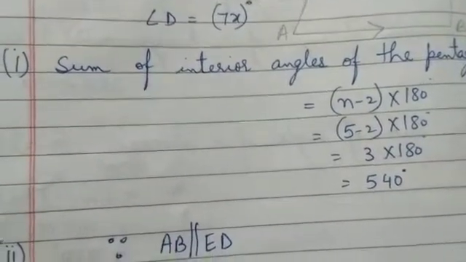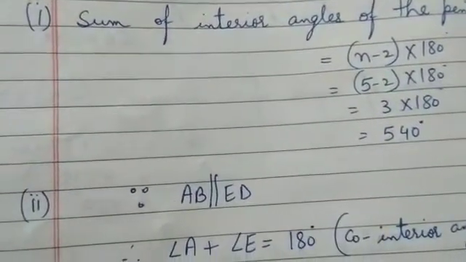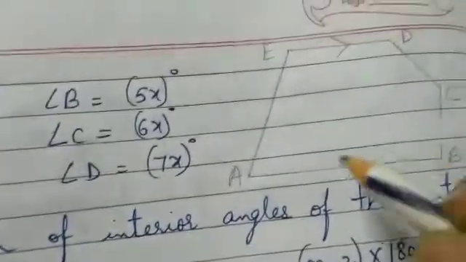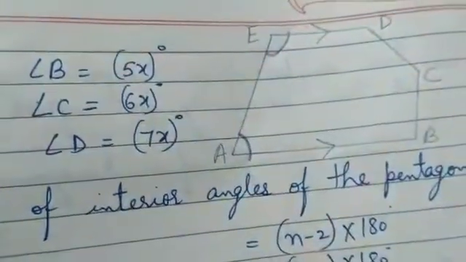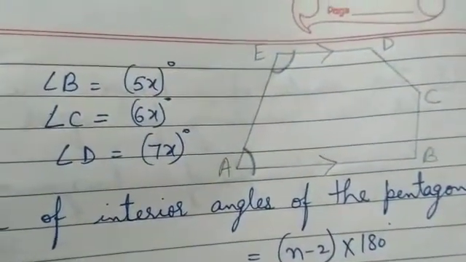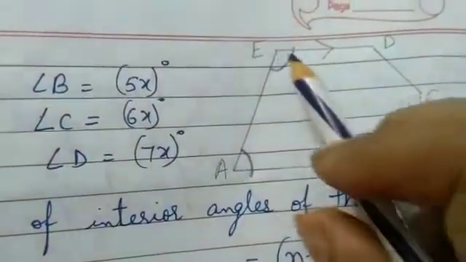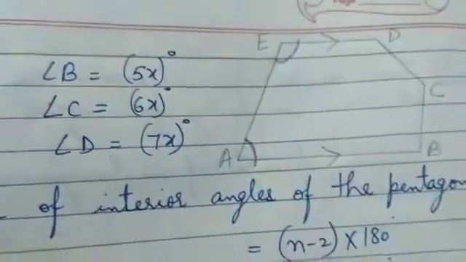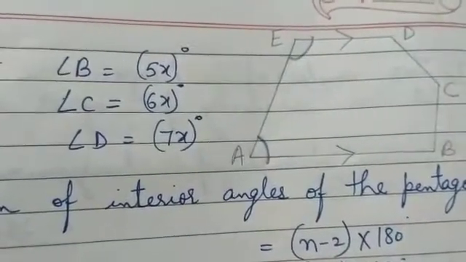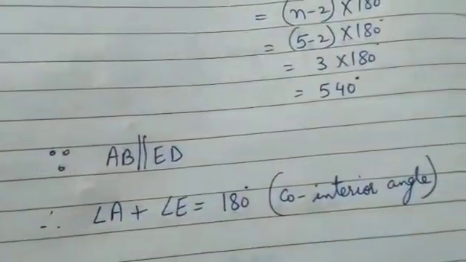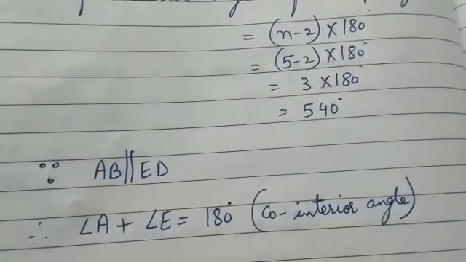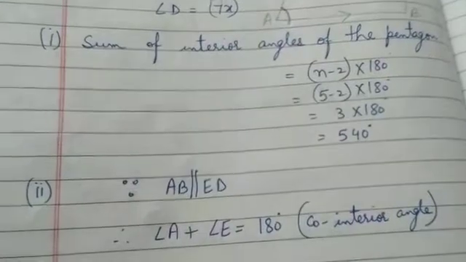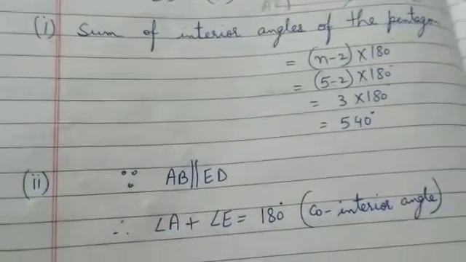In subpart 2, we have to write down the value of angle A plus angle E. What is angle A plus angle E? It's very simple children. It's co-interior angle, since AB is parallel to ED. So angle A plus angle E is 180 degree. Reason, co-interior angle. So angle A plus angle E is 180 degree, co-interior angle. Now in subpart 3 we have to find the angles B, C and D.